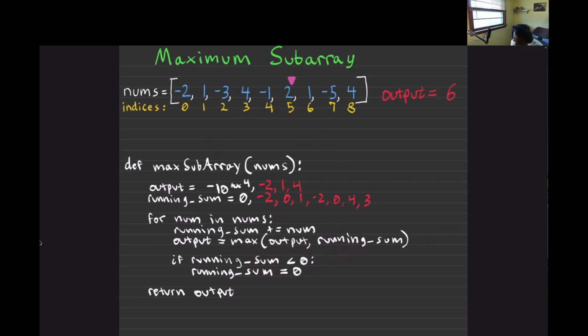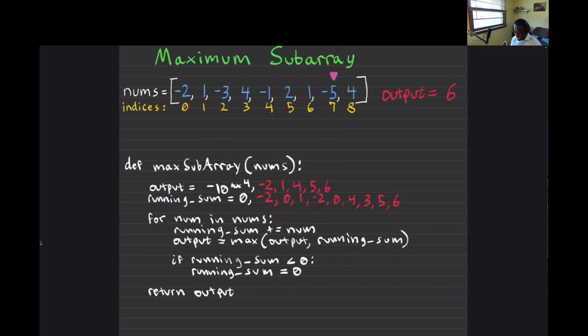3 plus 2, running sum plus equals the num, so 3 plus 2 gives us 5. 5 is greater than our current output, right? So our current output becomes a 5. We don't have to worry about this case, but we continue on in the for loop, right? 5 plus 1 now gives us a 6. 6 is greater than our current output, so our current output becomes a 6. And we don't have to worry about this if condition. We continue on in the for loop though.